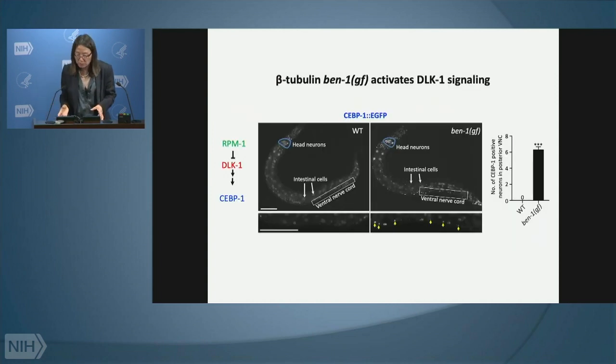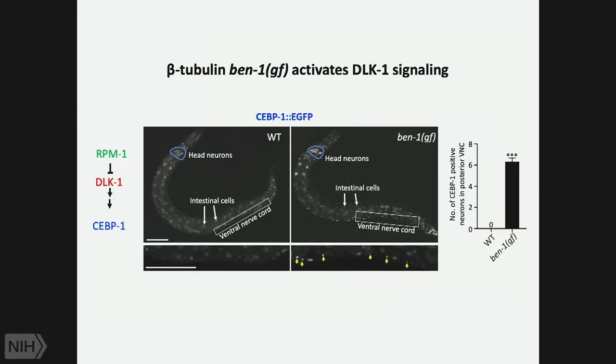This gain of function mutation that I showed you was isolated because it upregulates DLK level. Not only does it upregulate the level, it also activates its downstream signaling. If you recall, downstream of DLK signaling is the transcription factor CEBP1. When we tag the endogenous CEBP1, it's ubiquitously expressed in all tissues, and it's very low in the neurons, in the head and most places. But in the BEN1 gain of function mutants, now you can see its expression level is upregulated in most of the neurons, not in non-neuronal tissues, and we can quantify them here.